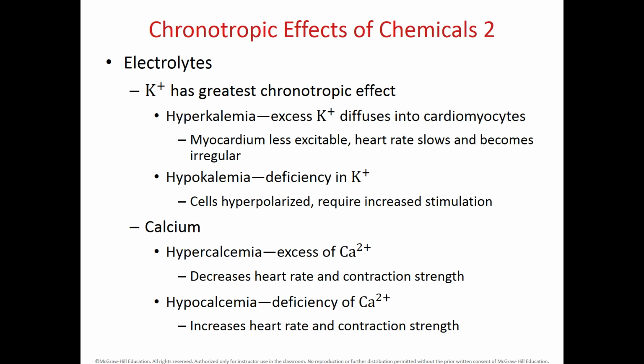Electrolytes can also have a chronotropic effect. If you have an excess of potassium, or hyperkalemia, your myocardium is less excitable. And if you have hypokalemia, your cells are hyperpolarized, so you will need increased stimulation to have the normal contraction of the heart cells. Calcium: if you have hypercalcemia, you will have a decrease of the heart rate and the contraction strength. If you have hypocalcemia, you increase the heart rate and the contraction strength.